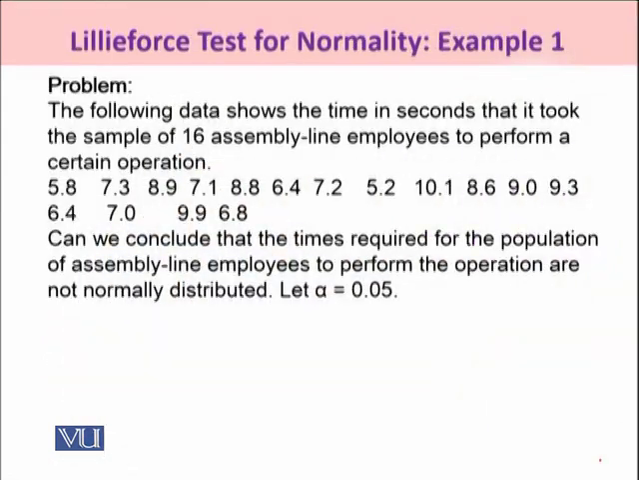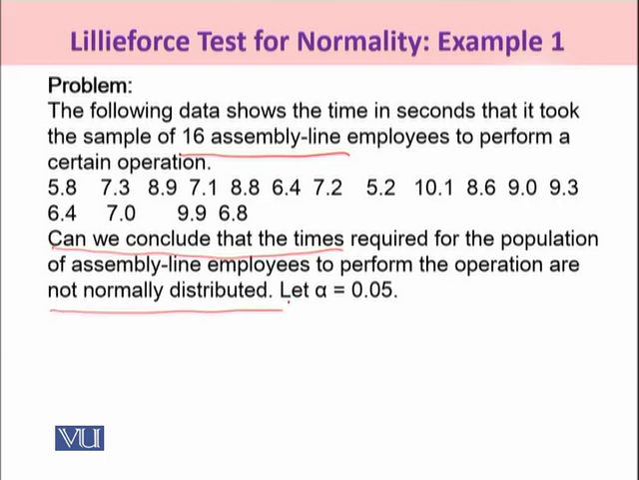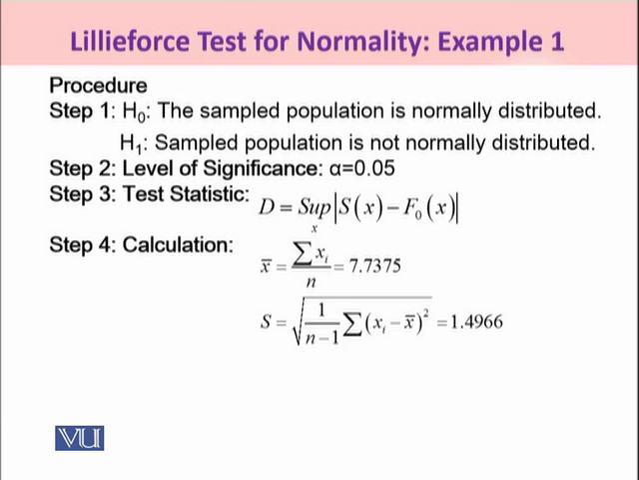The problem in hand is the data which shows the time in seconds that it took a sample of 16 assembly line employees to perform a certain operation. So can we conclude that the time required for the population of assembly line employees to perform the operations is not normally distributed at alpha 0.05? So students, the first thing you need to do is to arrange the data from the smallest to the largest observation, and then we would follow the formal procedure.